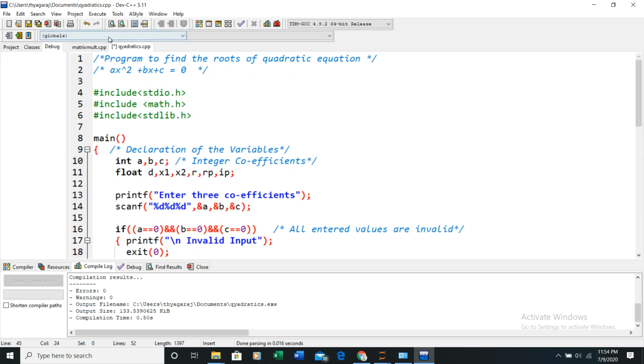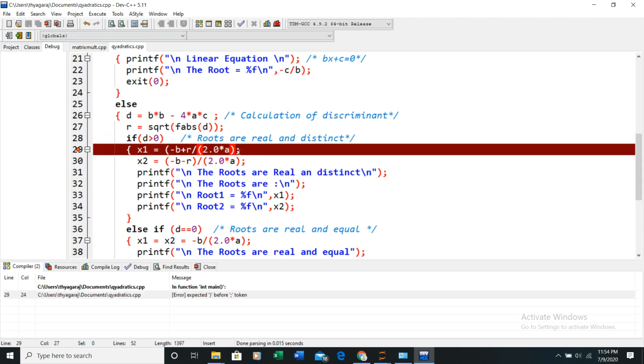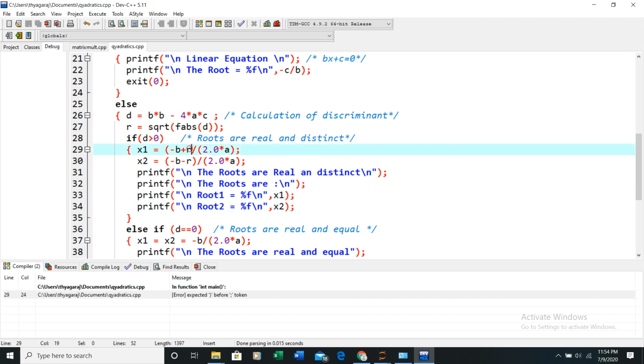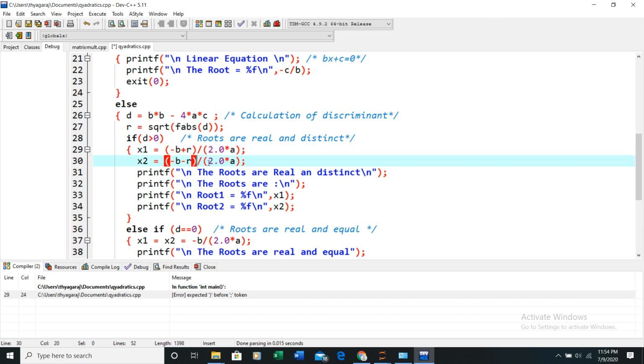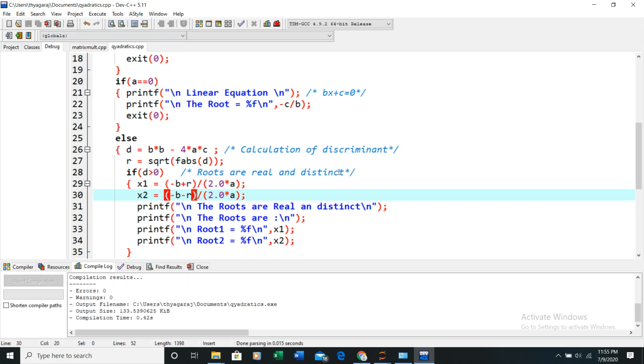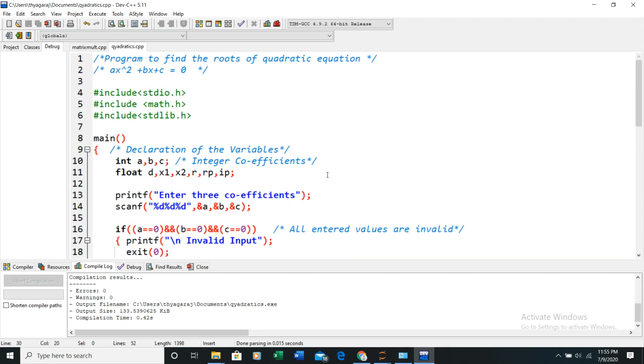We will now compile and check whether any errors are there. For example, a semicolon is missing once again. x1 equal to minus b plus r. Here you have to use minus b plus r by 2.0 star a star b. Expected colon, bracket was missing here. Okay, we just check there. Now no errors.